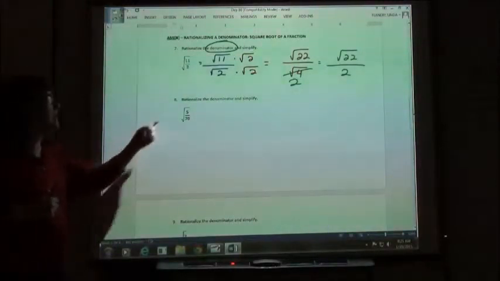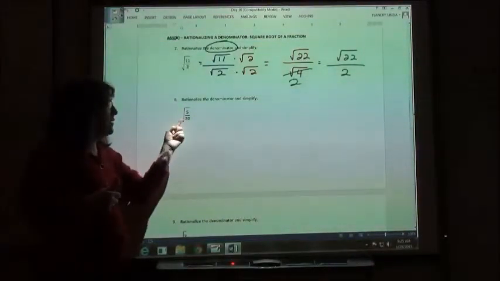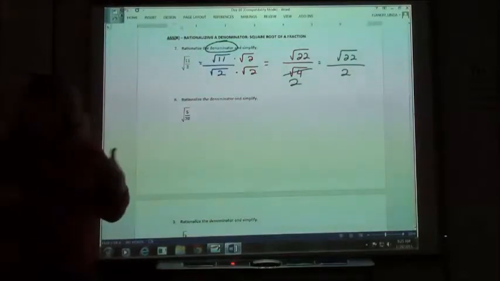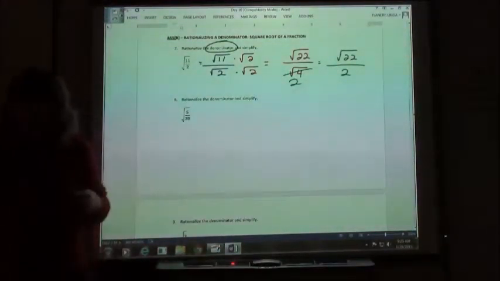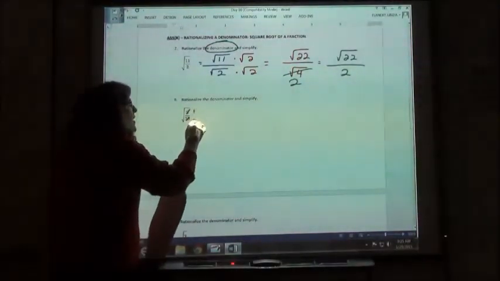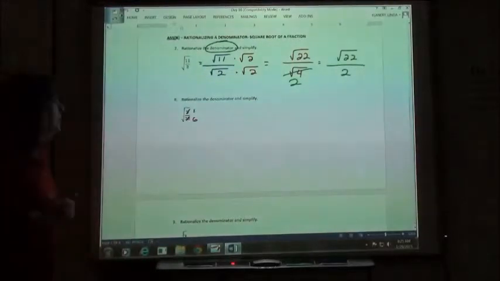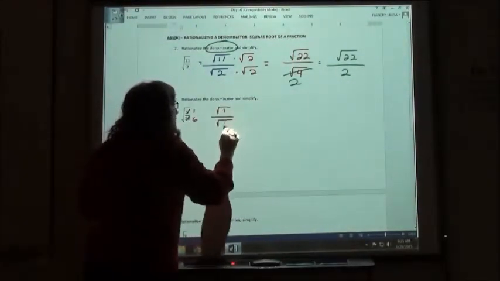Now number 8, again we're rationalizing the denominator. But if you look at that fraction, 5 over 30, what can you do with that? You can reduce it, right? Yeah, reduce it. You'd want to reduce it first so your numbers aren't so big, because you wouldn't want to take the square root of 30 times the square root of 30. You'd have a huge number. So we're going to reduce it first. 5 goes into there once and into there 6 times, right? So now I'm going to have the square root of 1 over the square root of 6.